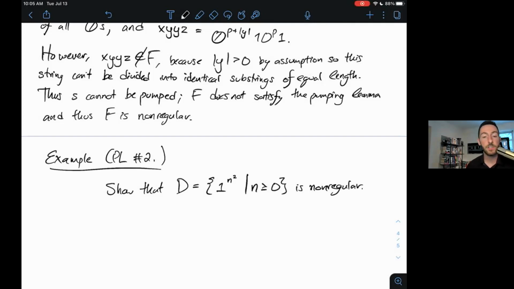So D is a unary language, meaning that it's a language of strings over an alphabet that has only one symbol. It's just a language of ones. And it's going to be all the strings made out of ones that have a length that's a square number. So not all the strings of ones. It'll be the string of 1 one, of 4 ones, of 9 ones, of 16 ones, etc.